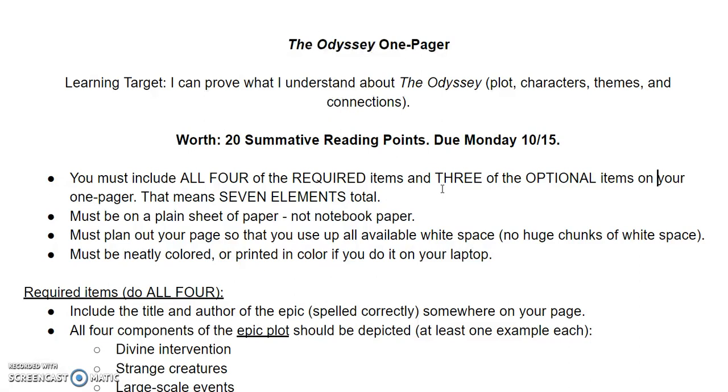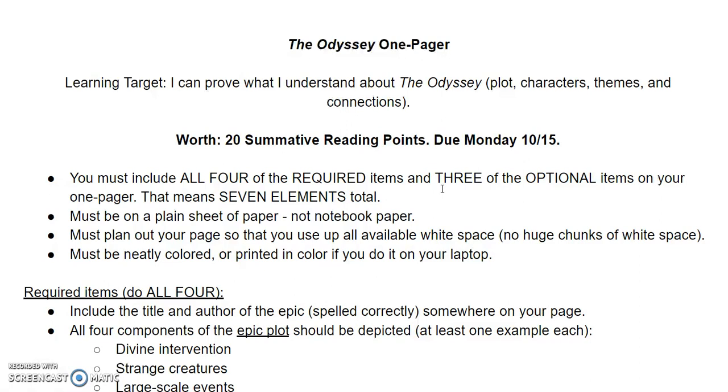It has to be on a plain sheet of paper, as I said, not notebook paper, so if you do it by hand, you need to get a regular sheet of computer printer paper. You also need to plan out your page so that you use up all of the white space. Okay, so it's 7 things, but maybe sketch out where you're going to put everything first, so that way it's not all crammed into the middle and you don't have any big chunks that are just empty. You want to make it nice and aesthetically pleasing by organizing your page that way.